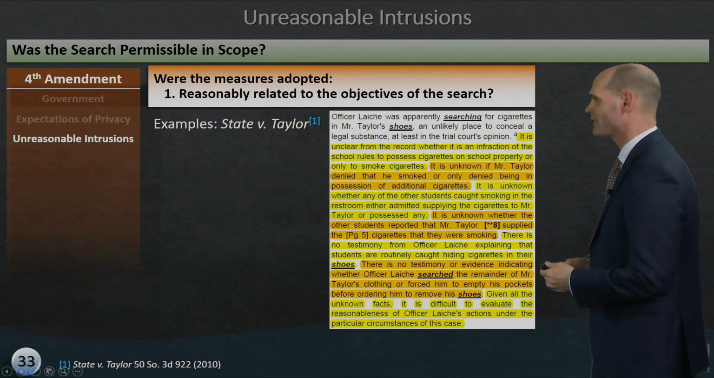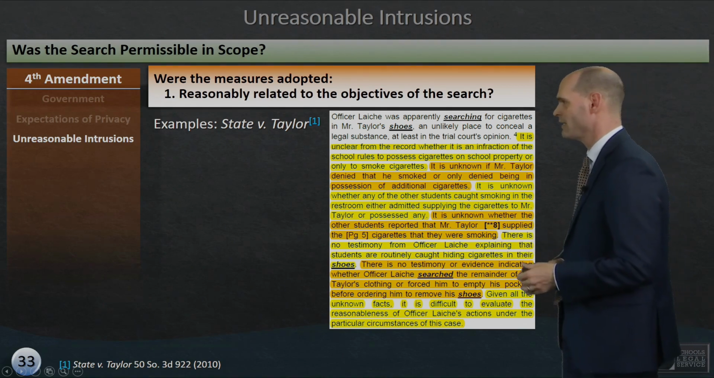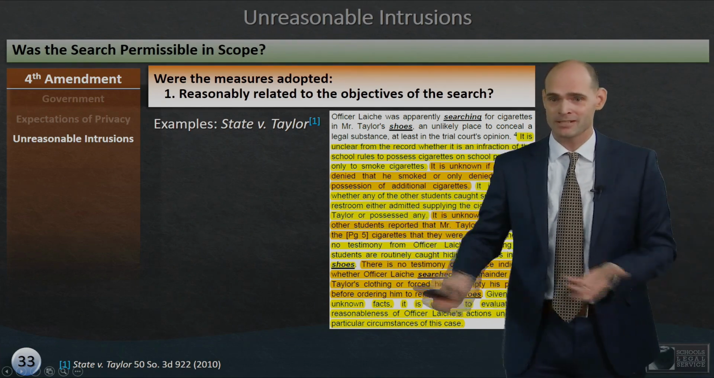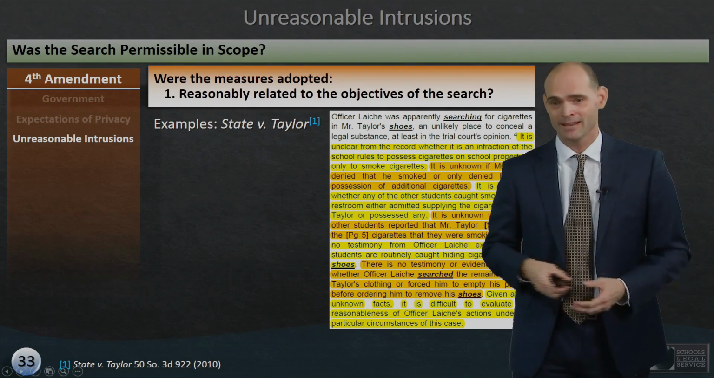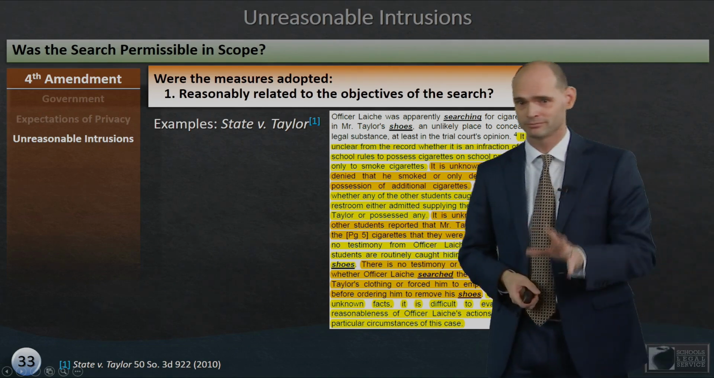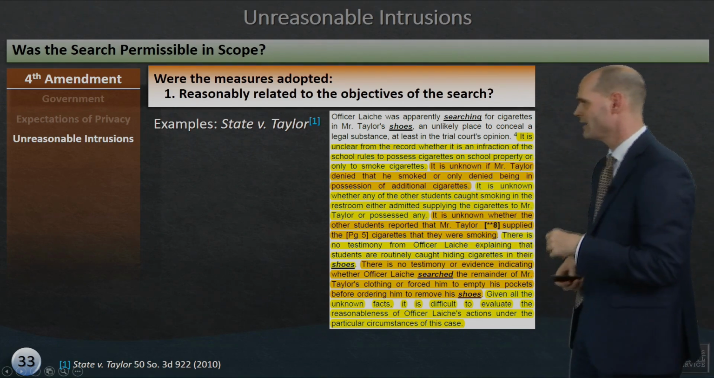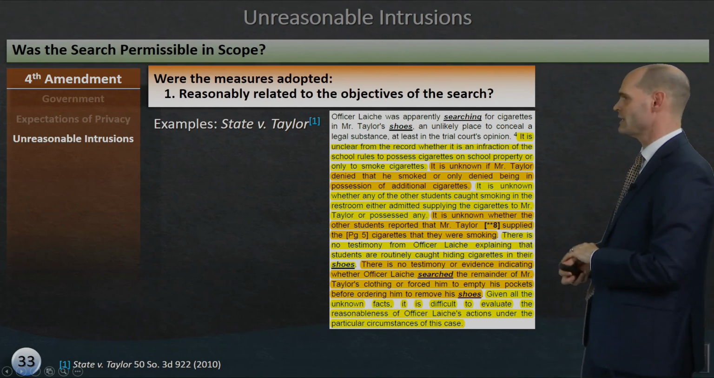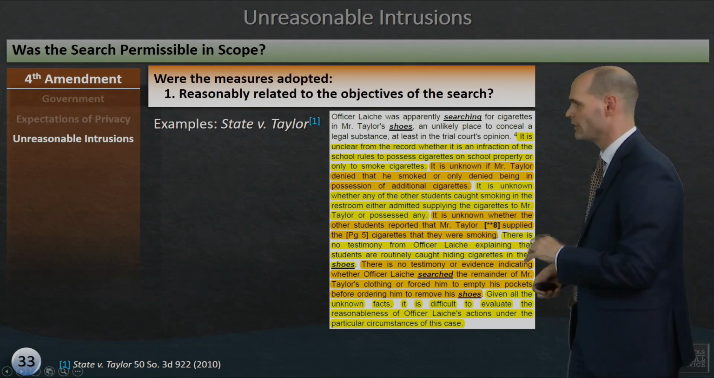It's unclear from the record whether it is an infraction of the school rules to possess cigarettes on school property or only smoke cigarettes. Really important, right? If it's not an infraction, it's got to be a violation of the school rules or the law. Important to note that. Make a note of that. And in fairness to whoever the investigator was here, it's unclear whether it was his fault or just the prosecutor who was doing it didn't elicit this information. But nonetheless, it's unknown for Mr. Taylor whether he denied smoking or just possessing it. It's unknown whether any of the other students caught smoking in the restroom either admitted supplying the cigarettes to Mr. Taylor, the target, or possessed any.